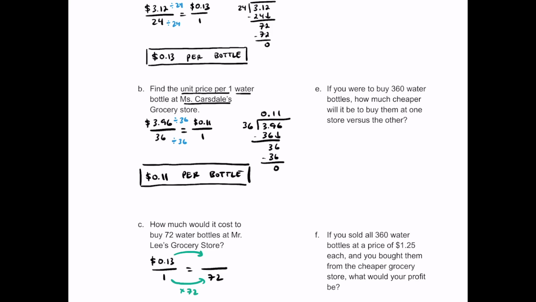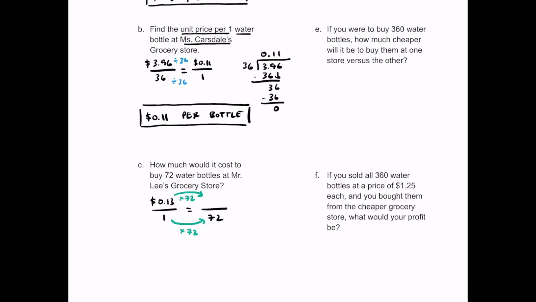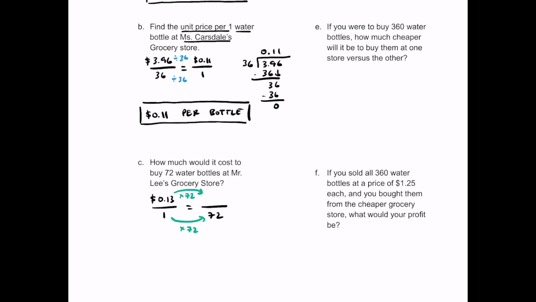So to get how much it would cost, we'd also have to multiply by the same thing, right? Multiply by 72. That's just a little bit of multiplication on the side. Take 0.13, multiply that by 72. 3 times 2 is 6, 1 times 2 is 2, 7 times 3 is 21, carry the 2. 7 times 1 is 7, plus 2 is 9.